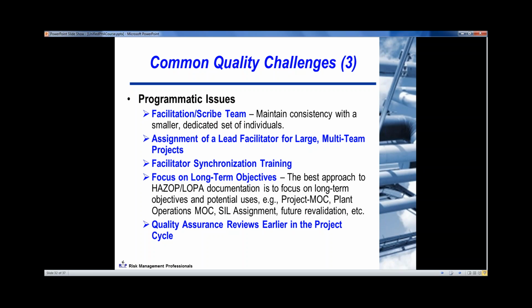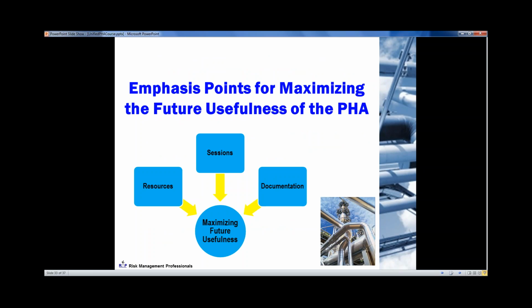So these are the key challenges that we see both on a specific documentation level and a structured environment for running large HAZOP LOPA projects for large designs. I hope you'll look at this and realize these are common things that people do and find ways to avoid them. The whole thing revolves around using resources, sessions, and documentation to try to maximize the usefulness of the PHA, how you're going to use it later.